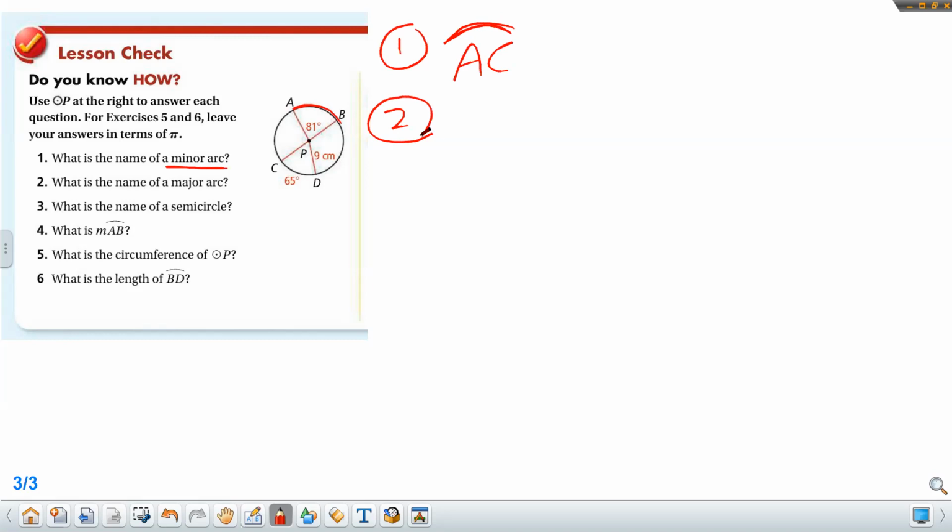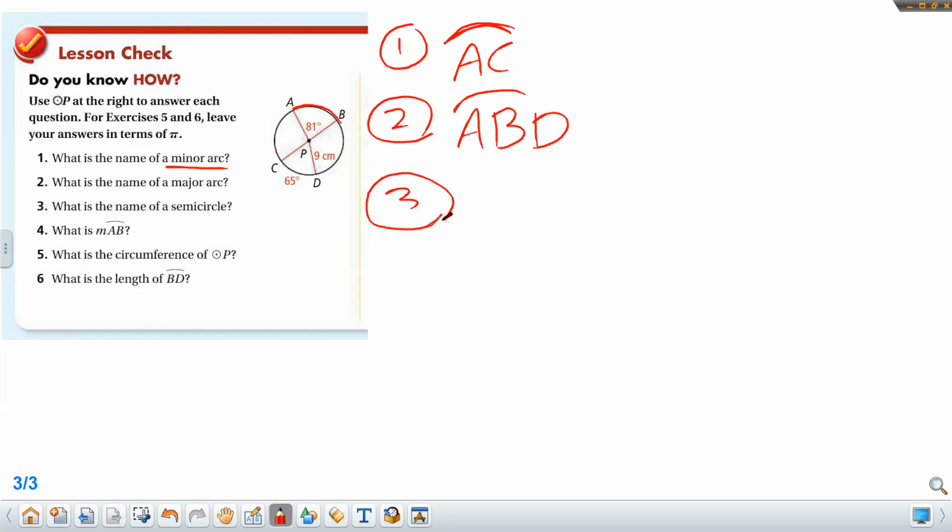What's the name of a major arc? For example, ABD, or ADB, or CDA. You have more examples on the measure. So I can say ABD, for example.